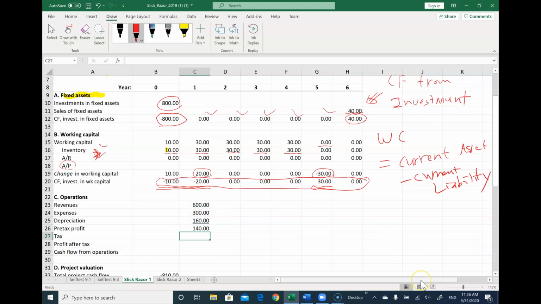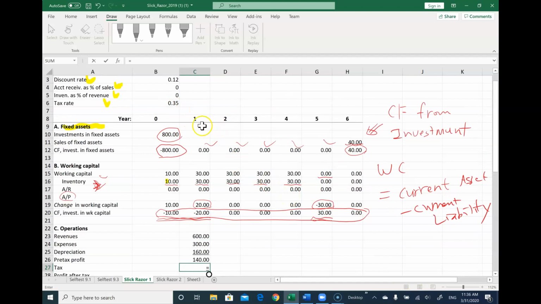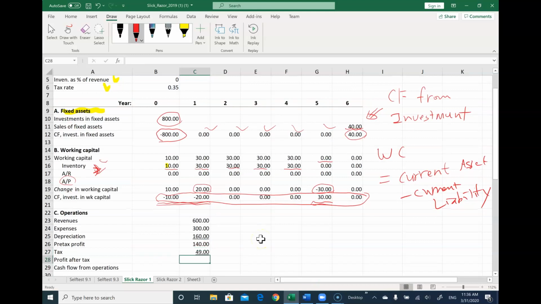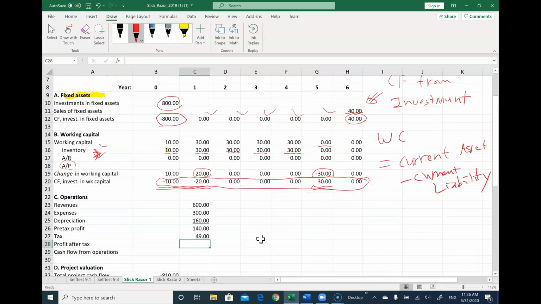So this is the pre-tax profit, and we know the tax rate, which is given here. So tax is the tax rate times the pre-tax profit. So the amount of tax is $49 million. Okay. So what is the net income? Net income is the pre-tax profit minus the total amount of tax. So this is the net income.